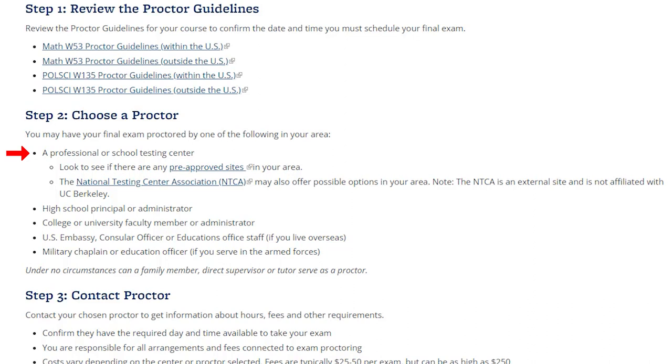For this, you can take a look at our pre-approved proctor site list. If there are no options for you on our pre-approved list, then you can take a look at the National College Testing Association website.